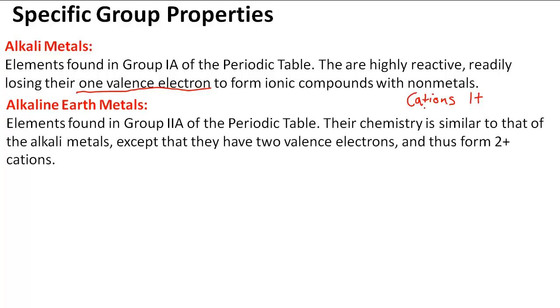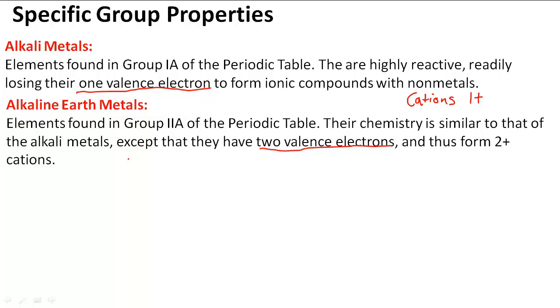The next group we're going to talk about is alkaline earth metals. They're elements found in group 2A of the periodic table, and their chemistry is similar to that of alkali metals, except that they have 2 valence electrons and thus form 2 positive cations. So that means they lose 2 valence electrons. They give those away.